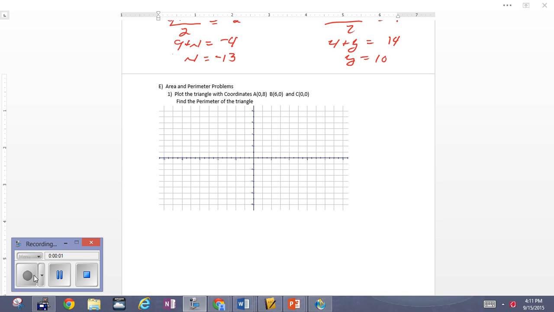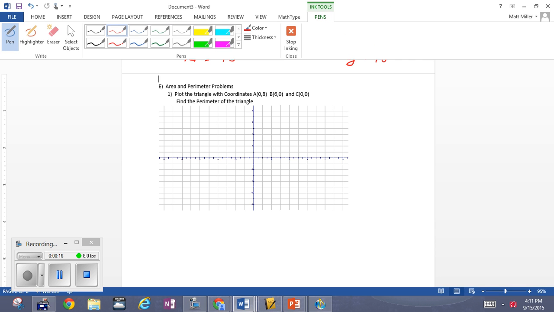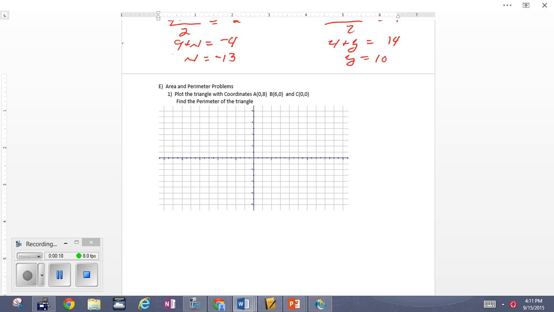Okay, guys, we're back with another problem here that's going to be on the worksheet. So it says plot the triangle whose coordinates are 0, 8. So that means over none, but up 8. Okay, get my pen out. We'll start working these out. So 1, 2, 3, 4, 5, 6, 7, 8.